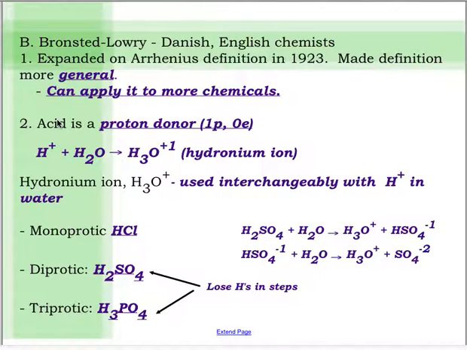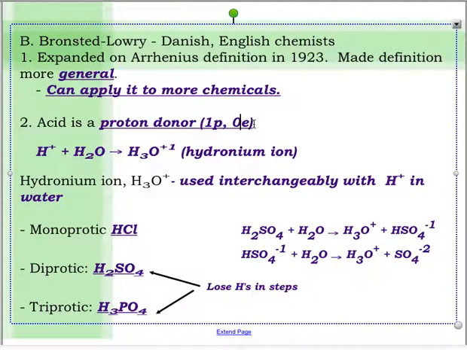So what they said is they changed it a little bit, and they said that an acid is a proton donor. What you need to realize is that a proton donor means it's just one proton and 0 electrons. You need to understand that that equals a hydrogen ion, or an H positive 1. So they basically just renamed it, but they were saying the same thing.